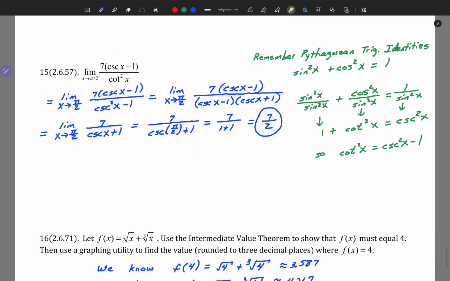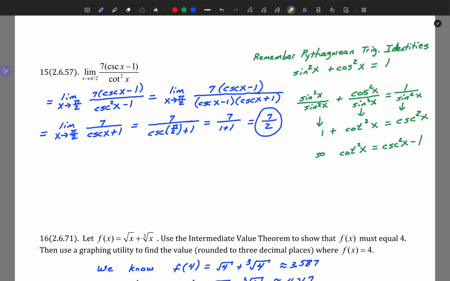For the next problem, we had the limit as x approaches pi over 2 of 7 times the cosecant x minus 1 over cotangent squared x. And I could see a lot of students panicking when they look at a problem like this. You really shouldn't. I do want you to know your Pythagorean identities. Even if you only know this one, you can get by with it, even though this problem needs the cotangent squared identity, because all you have to do is work with the original one, knowing also your reciprocal identities.